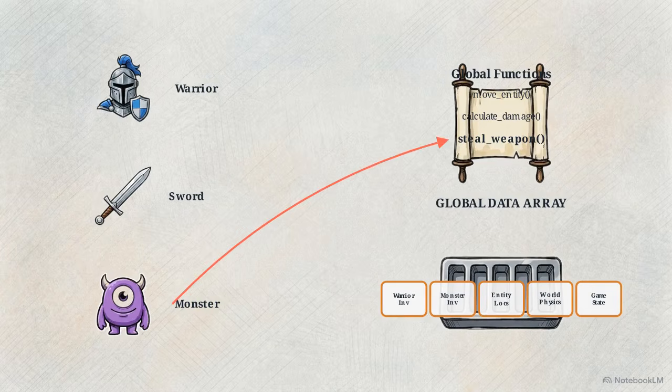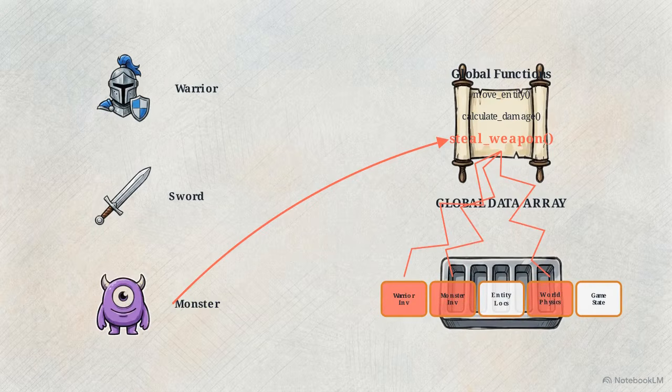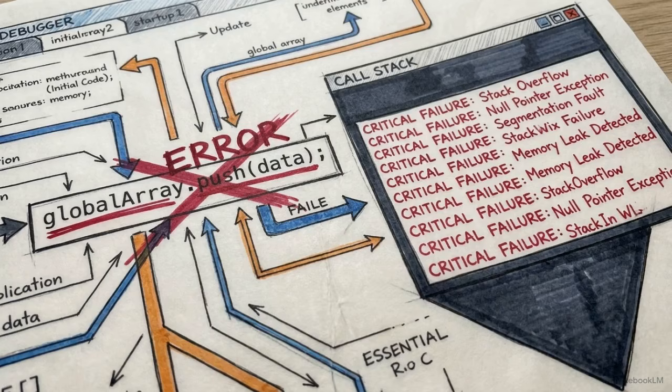If a monster steals a weapon, procedural code relies on discrete functions modifying globally accessible arrays. Every action mutates a shared state. The codebase rapidly degrades into an untrackable, tightly coupled mess where a single error corrupts everything.